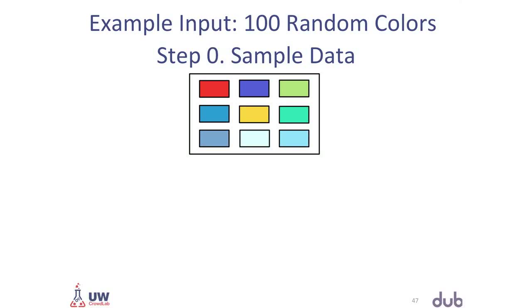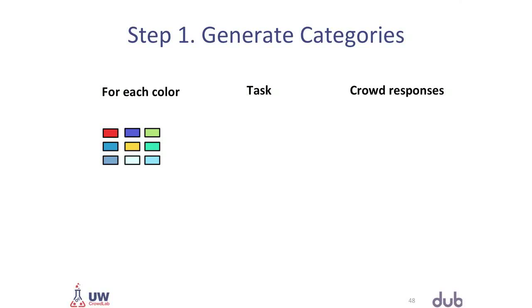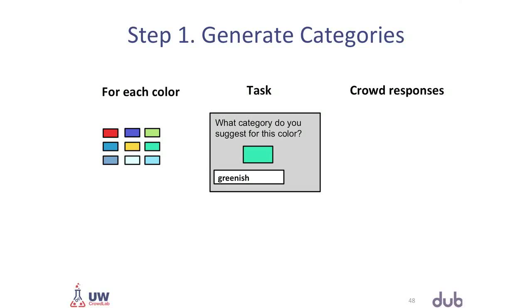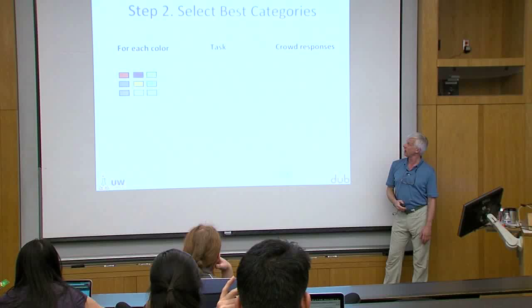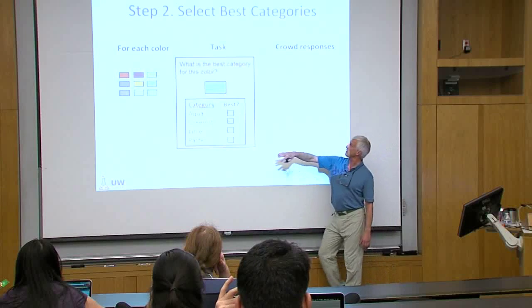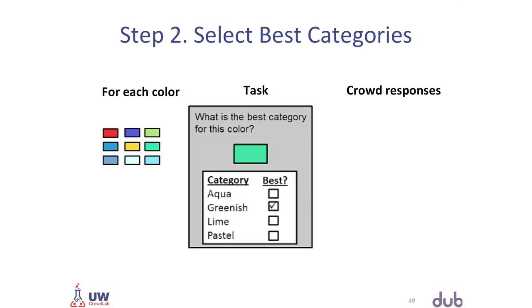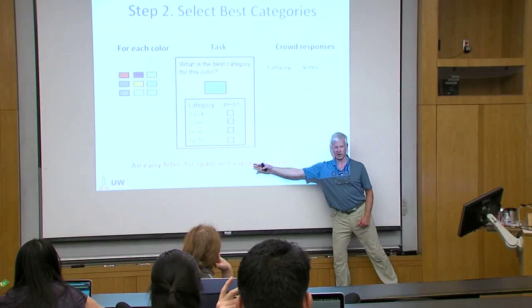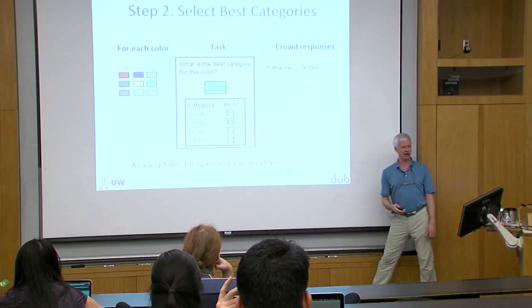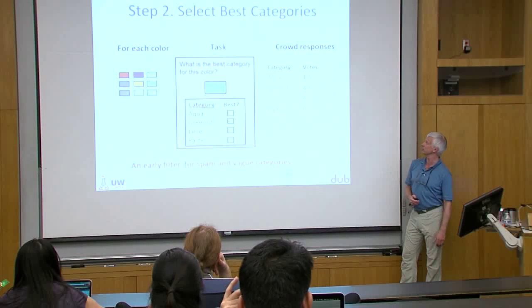The first thing that Lydia's system does is it takes a subset of the data. The second thing it does is it iterates, and for each color in that subset, it asks a worker a task like this, which is, can you generate a category name? And so we get a bunch of category names. And then afterwards, we go through for each color, and we ask them, which is the best category for this color, to sort of figure out which ones are good and which ones are bad. And we get this sort of tally up there. And this gives us a filter for spam categories that aren't good for anything and vague categories that people think apply but aren't necessarily the best.